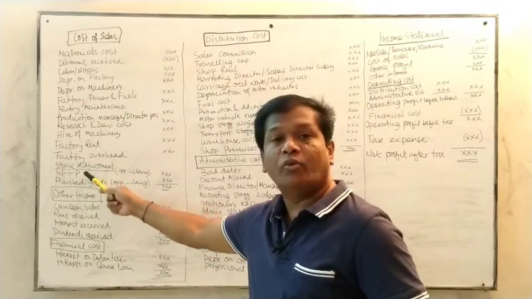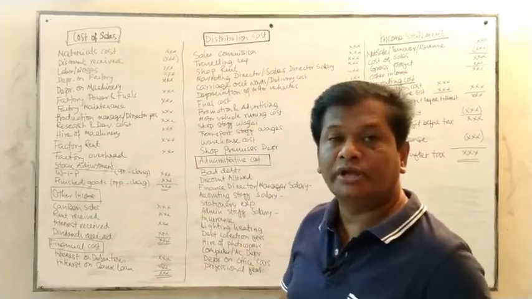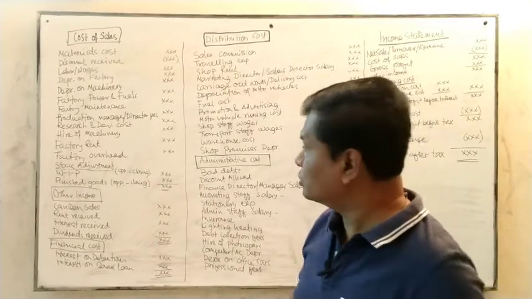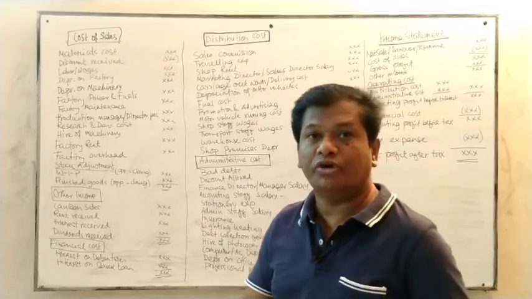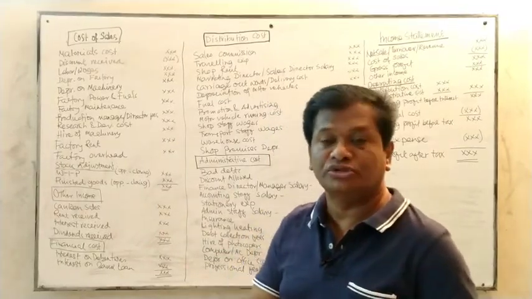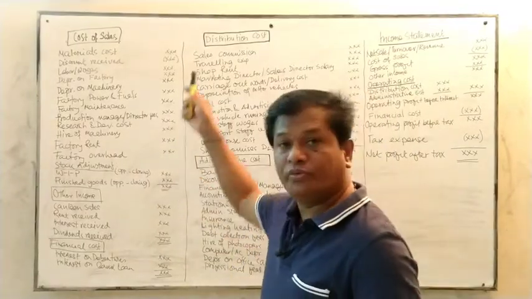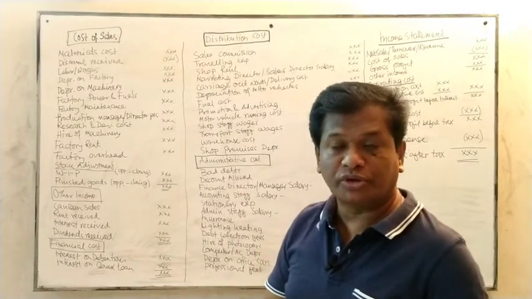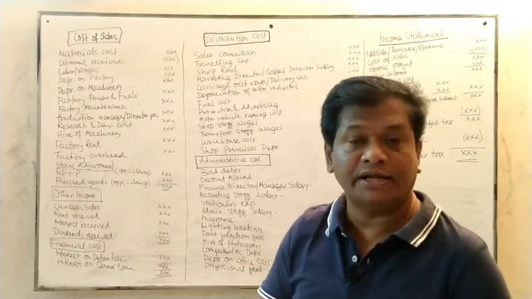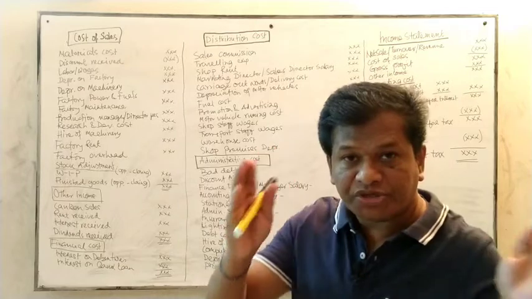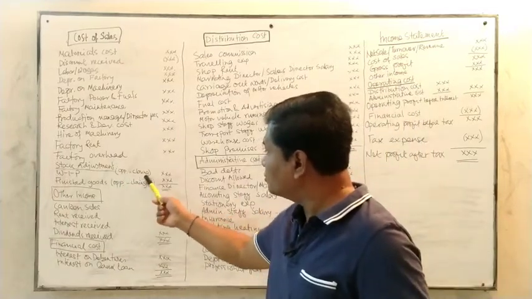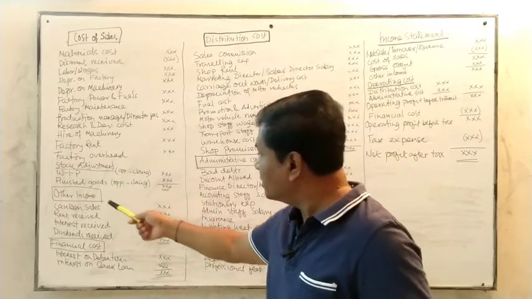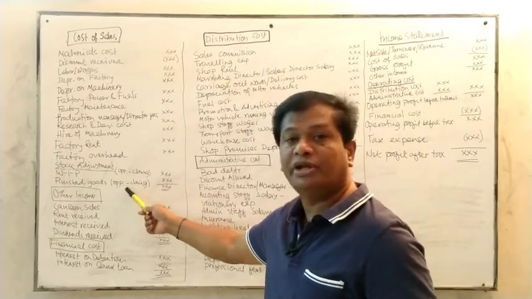First of all, work in progress. Work in progress means the partly finished goods is written. Opening minus closing, the figure you got. Maybe the opening balance is higher than the closing balance. That is to be added to the cost of goods sold. If the closing balance is higher than the opening balance, then it is to be subtracted. So like this, work in progress, opening minus closing. The figure is written over here. Finished goods, opening minus closing.